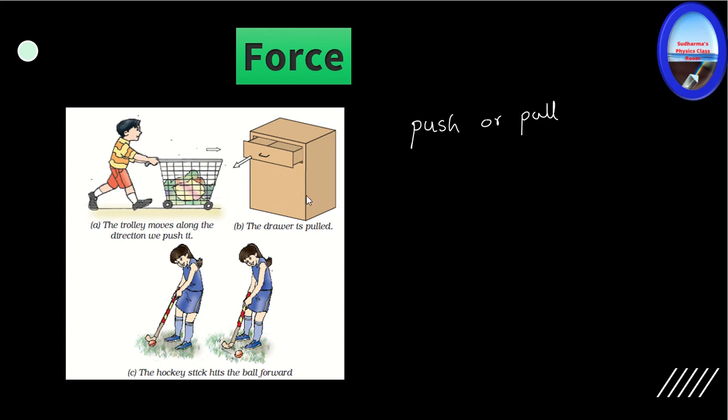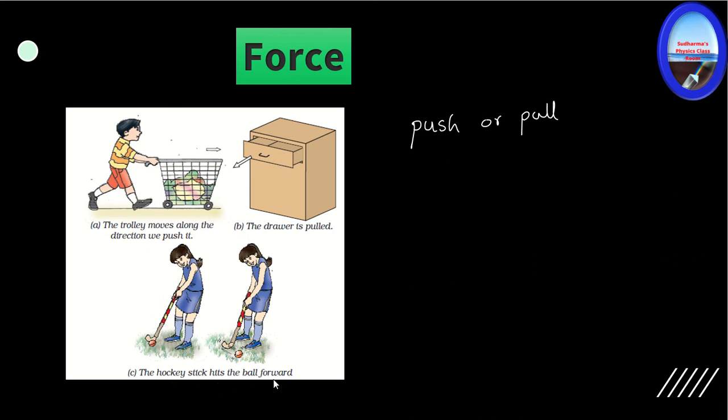This is the definition we learned in small classes. Force is a push or a pull, right? Now we have to think: when you apply a push or a pull, what happens to that object? Let's see the example. This example looks very simple. The boy is exerting a force on the trolley, and the trolley was initially at rest. It starts moving. The drawer just starts moving in one direction when we are pulling it.